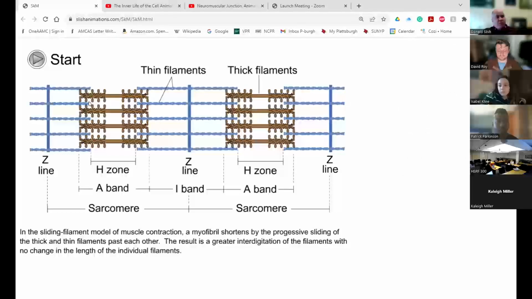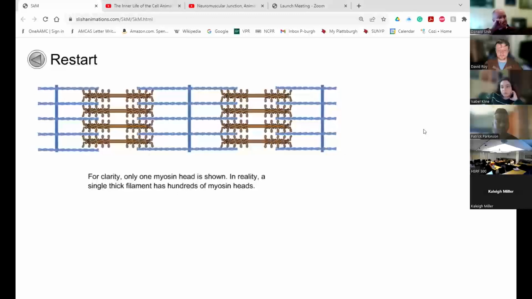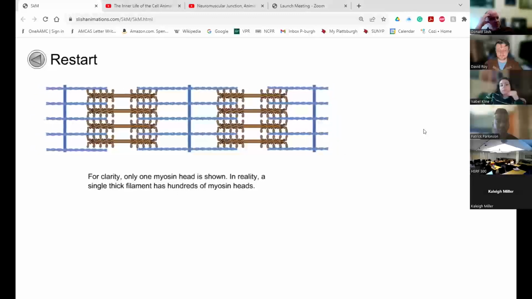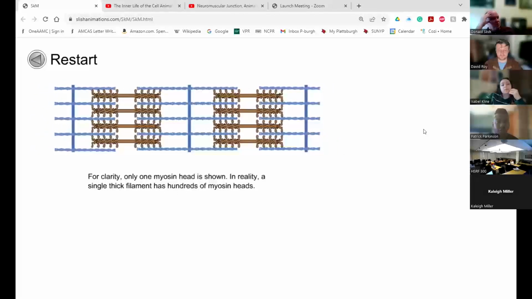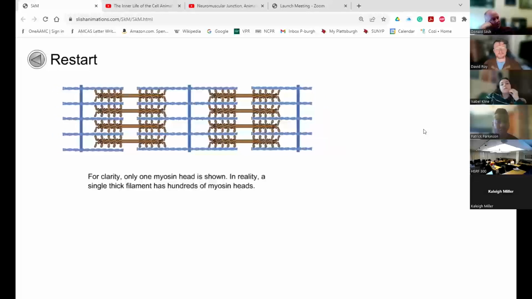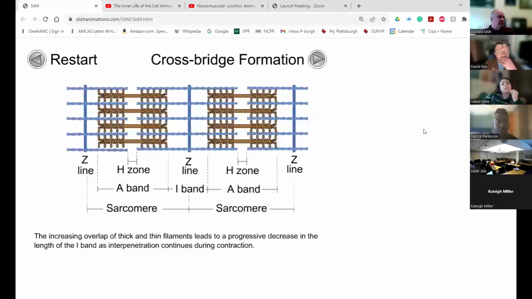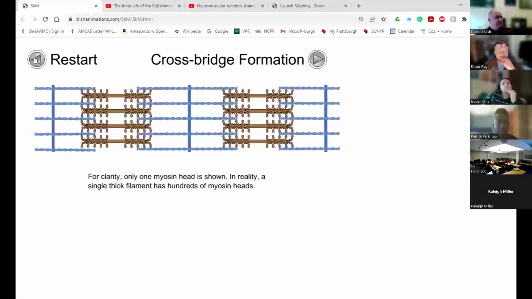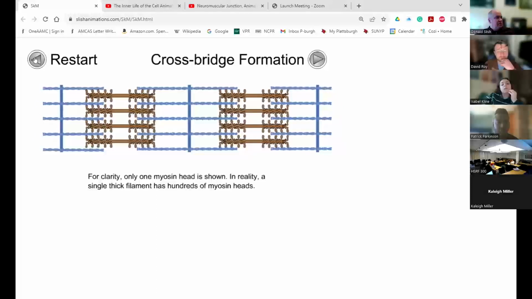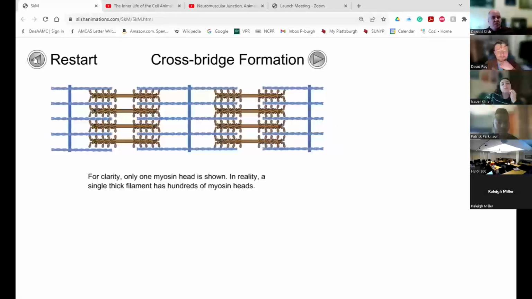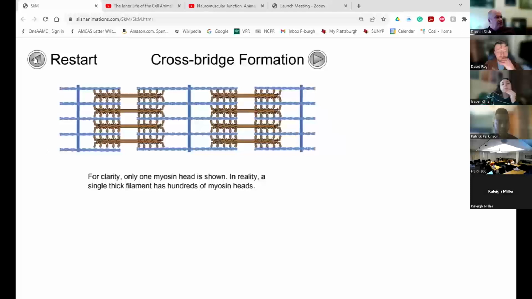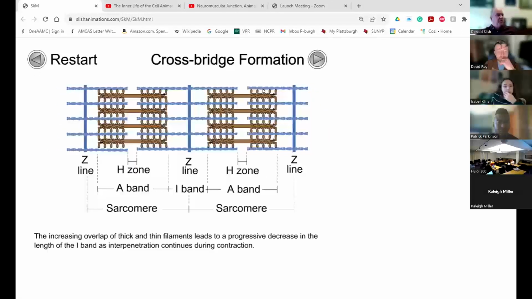So here's what happens when you activate this. Your myosin heads grab onto the thin filaments and pull them closer, and you can see the bands changing in length. So your H zone gets smaller, your I band gets smaller. Let's do that again. That's your sliding filament.